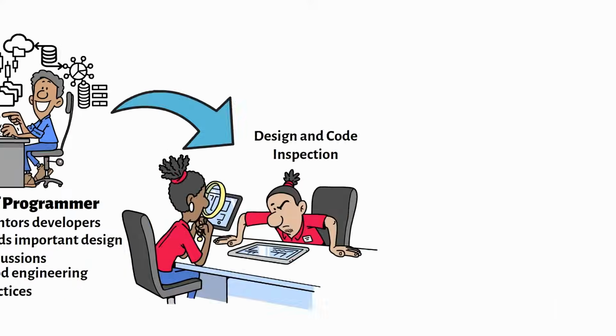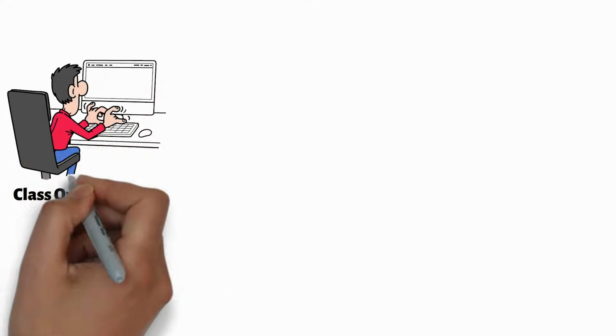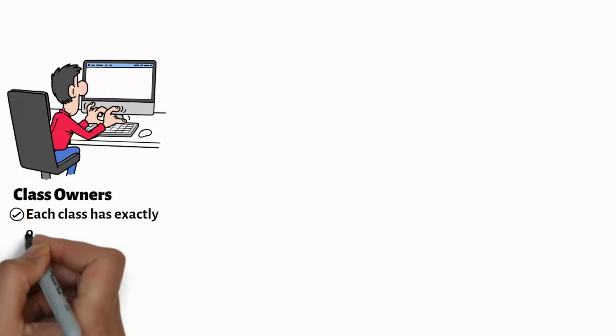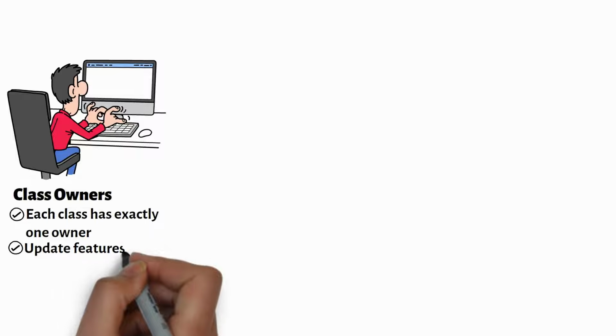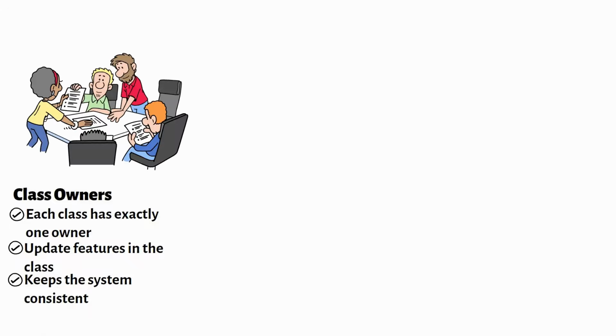Class owners are developers who are responsible for specific classes or components in the system. Each class has exactly one owner. When a feature requires changes to a class, the class owner is the person who updates it. Class ownership keeps the system consistent because every part of the code has a clear owner who understands how it works.